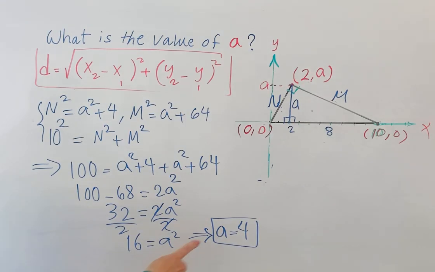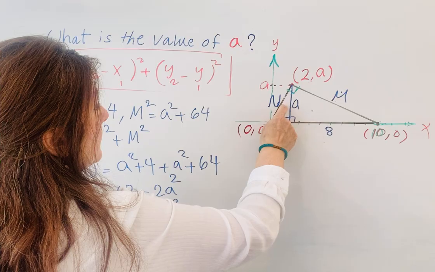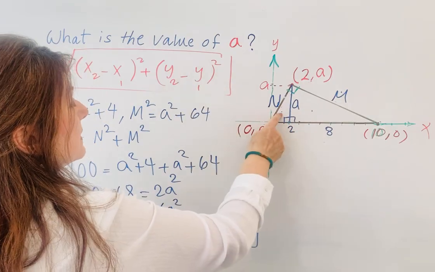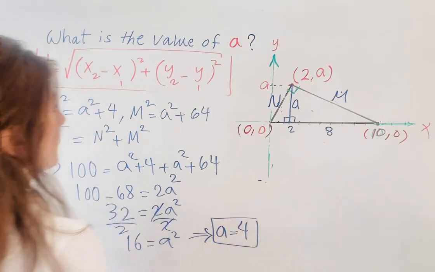We don't use the negative 4, because a can be plus or minus 4, but we know from the graph the problem gives that it is positive. That's why we use the positive value.